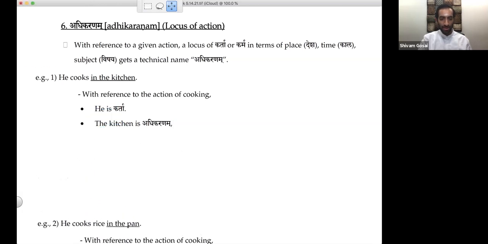I'm putting it way down here so we can hide the answers. He cooks rice in the pan. With reference to the action of cooking, who is the karta? He is the karta. He cooks. He cooks what? Rice. So rice is the karma. And he cooks rice where? In the pan. So in the pan is the adhikaranam, the locus of the cooking. Locus of the karta or karma, locus of action.